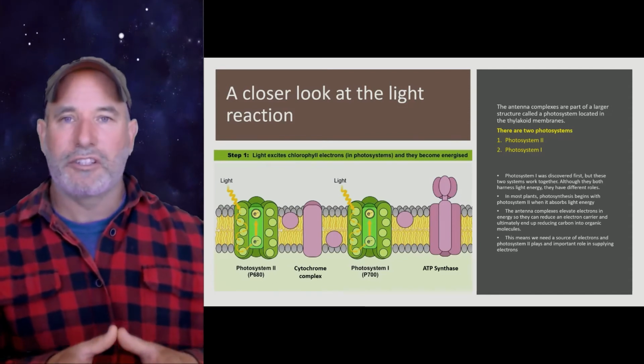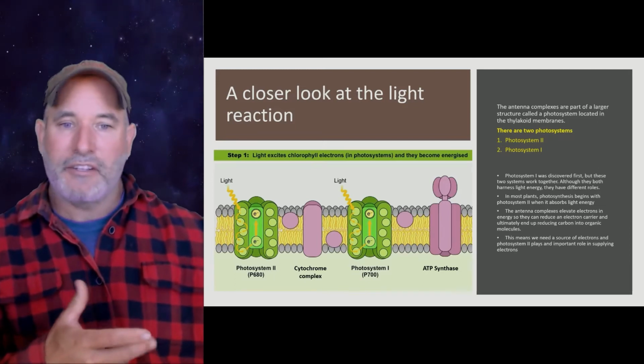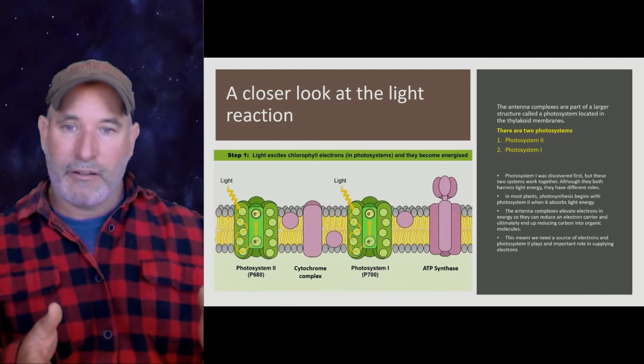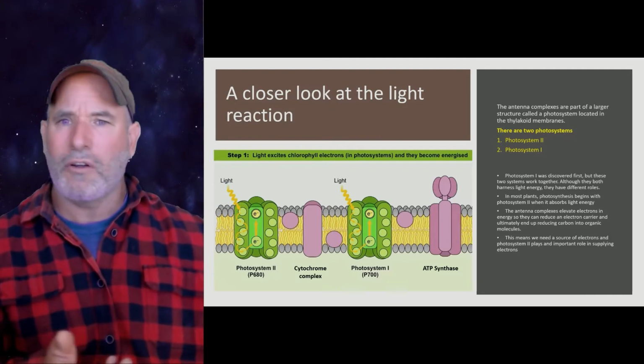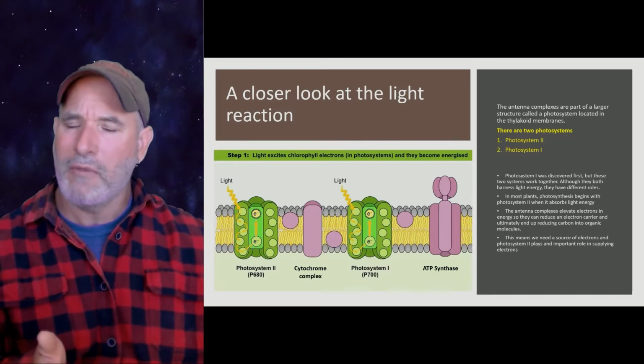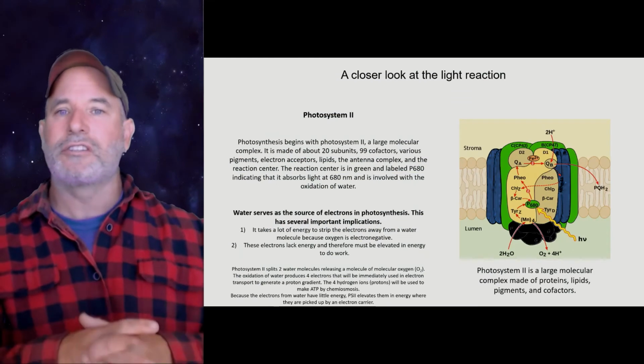So here's what these photosystems do. They are these large molecular complexes, and basically they're taking light energy and using it to elevate the energy in the electrons. Now you're probably thinking, electrons? Well, where are the electrons coming from? And you probably remember, I've talked about this before, they come from water. Okay, so let's start with Photosystem II.